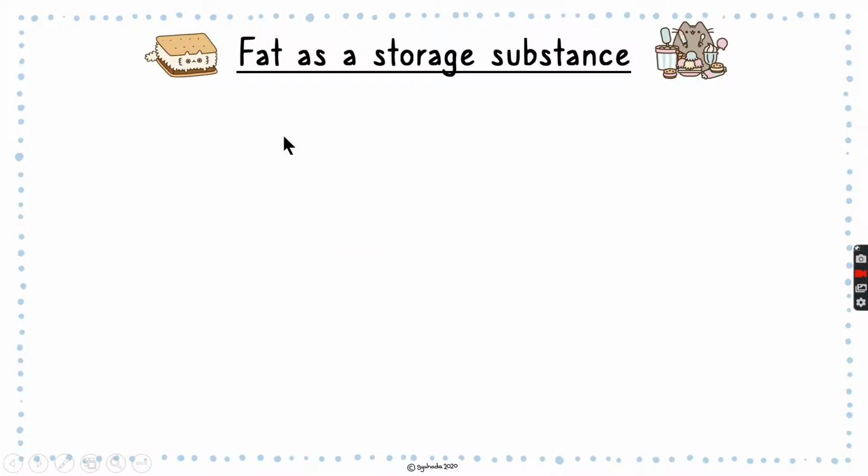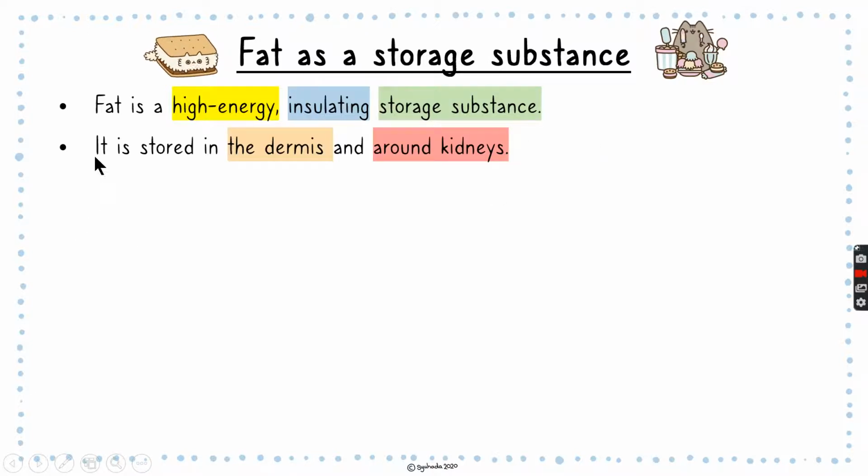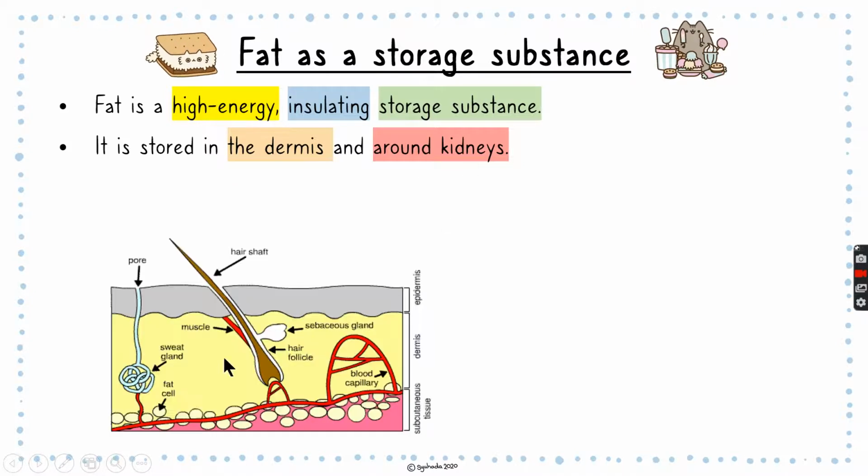So once it's being transported to all parts of your body, then it can be stored in different parts. Fat can also be used as high energy material, so you can break it down and it has a lot of energy. But it's also being used as insulating or storage substances. It is stored in the dermis, which is under your skin, and also around kidneys.